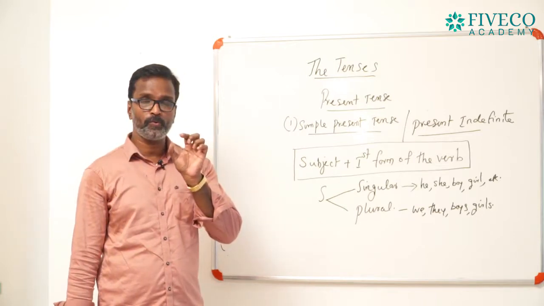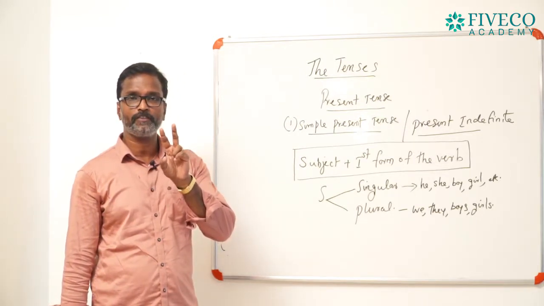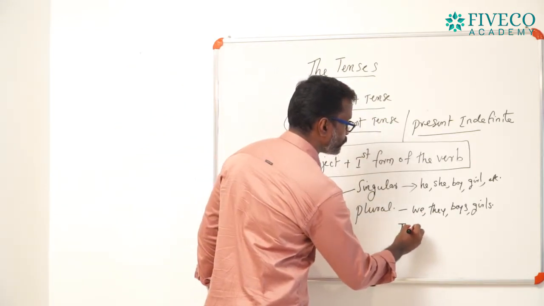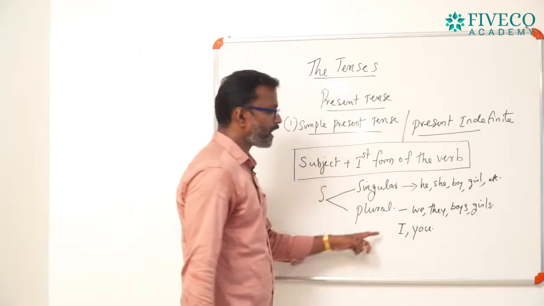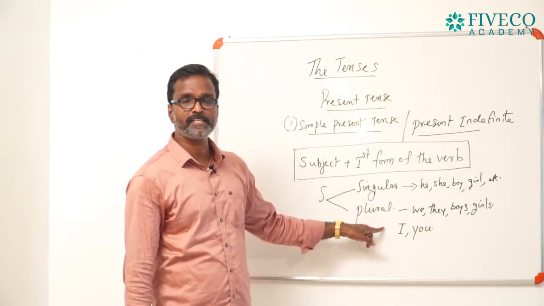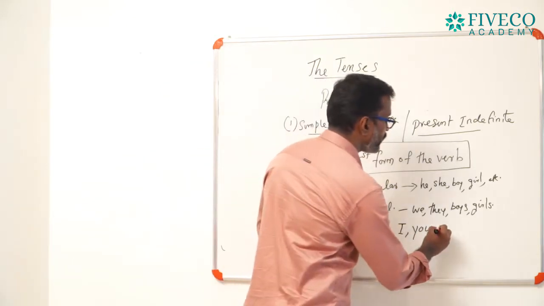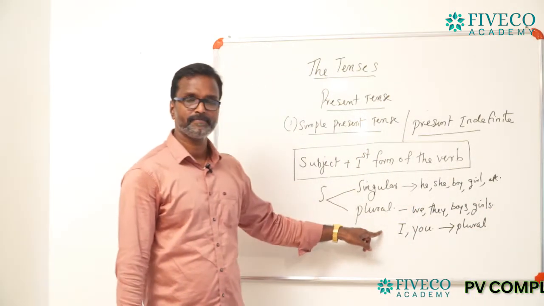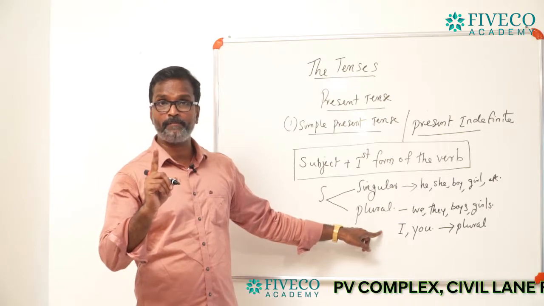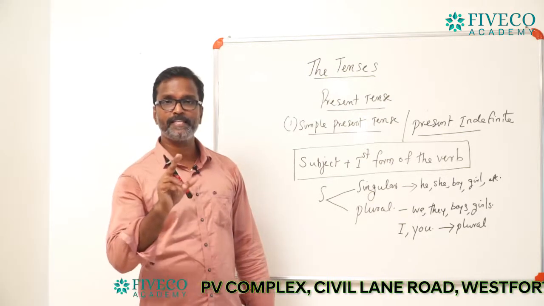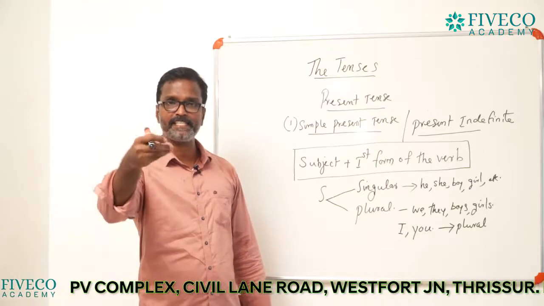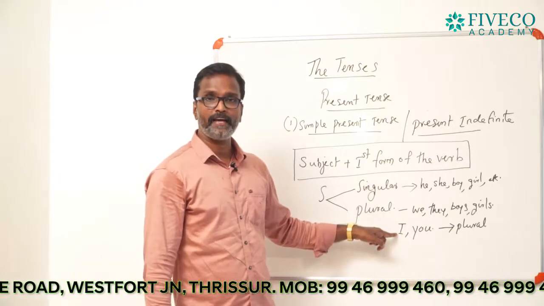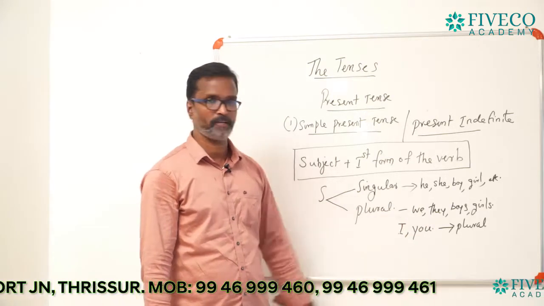And you want to understand the case of 2 important subjects. I mean the subjects like I and you. These two subjects are treated as plural in English. Don't forget that. They are plural subjects. And I, there is only one person. If I say I, you can see only one person. But grammatically, this I and you are treated as plural.